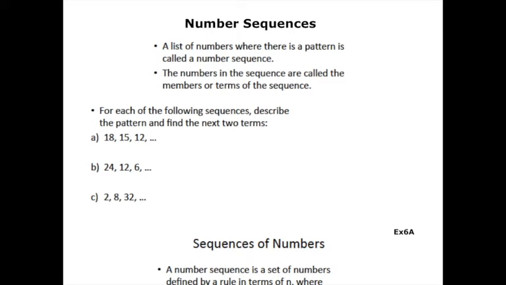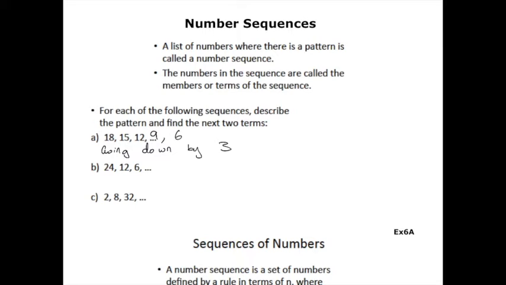All right, look at that. Look at A. Can anyone tell me what's happening? Going down by 3, so what would the next two terms be? 9 and 6, so going down by 3. Beautiful.